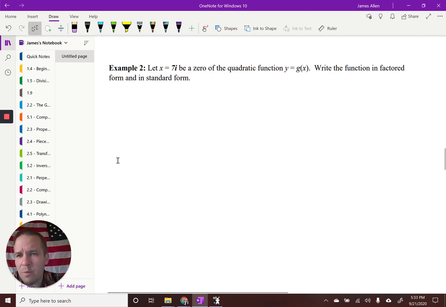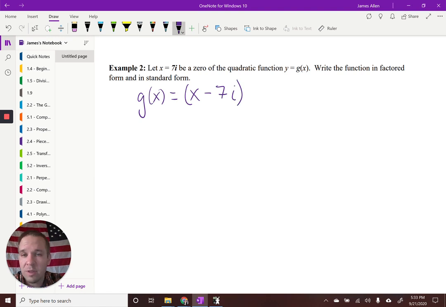So now we have another example, and they're going to get lengthier and lengthier as we go. It says, let x equal 7i be a 0 of the quadratic function y equals g of x. Write the function in factored form and in standard form. Factored is always the easier one to go with, and then sometimes it does ask for standard. So I would have g of x equals, and if 7i is one of the zeros, x minus 7i would be the factor paired with that. And keep in mind, if 7i is one of the zeros, then negative 7i is the other 0. So I'd have x minus negative 7i, or plus 7i.